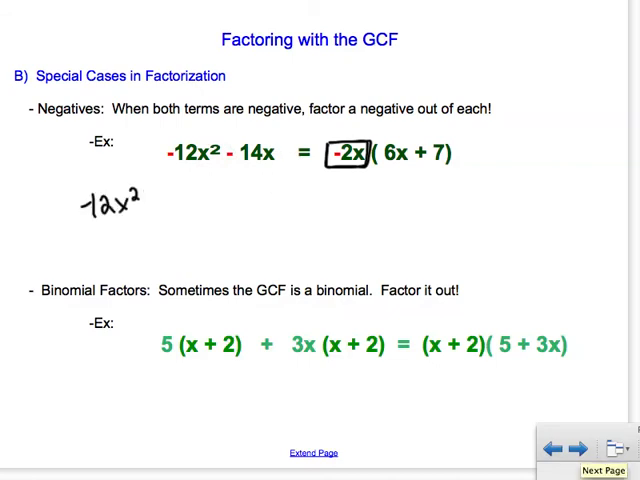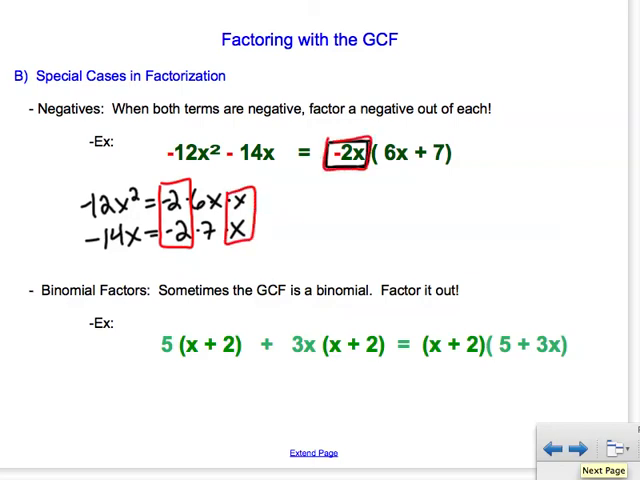Negative 12x to the second is, let's see, I guess I could do negative 2 times 6 times x, and 14x would be negative 2 times 7 times x. So what do we have in common here? We have a negative 2 here, and we have an x. So that's why your GCF is a negative 2x. So it just happens if everything is negative here, pull out a negative instead of leaving both a negative here and a negative here. Okay, and then also, my other special situation is sometimes your GCF can be a binomial.